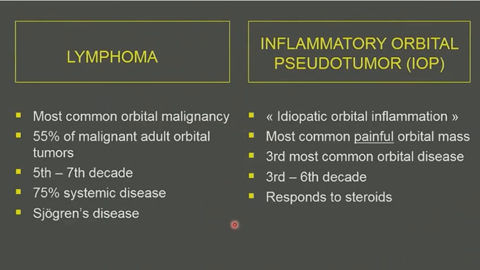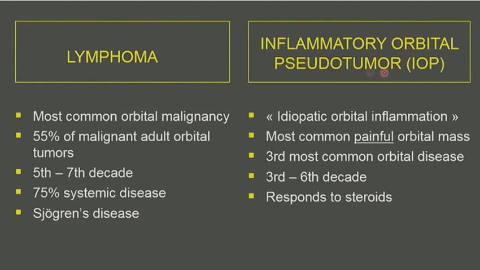Now, the last part of my lecture is about how to differentiate lymphoma and inflammatory orbital pseudotumor. Lymphoma is the most common orbital malignancy, 55% of malignant adult orbital tumors. It's mainly found in elderly patients. 75% of lymphoma patients have systemic disease, and it is much more common in patients with Sjögren's disease.